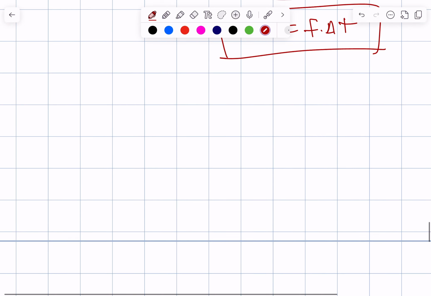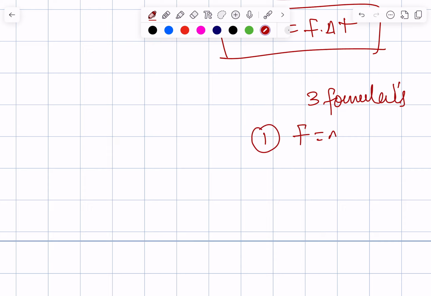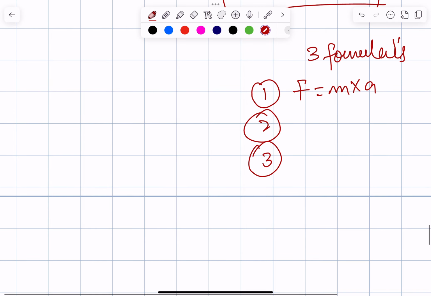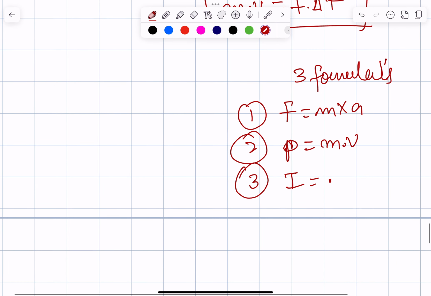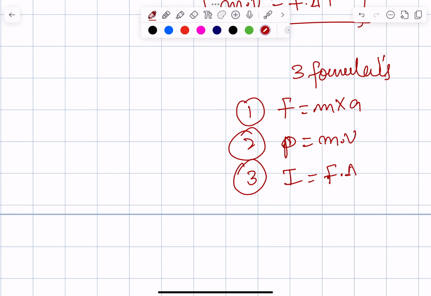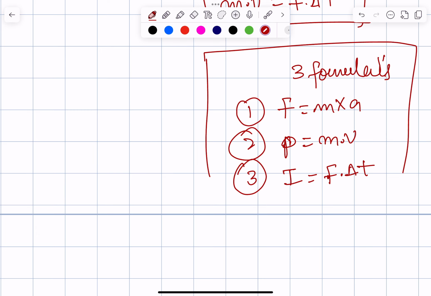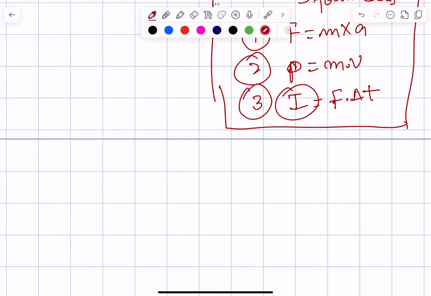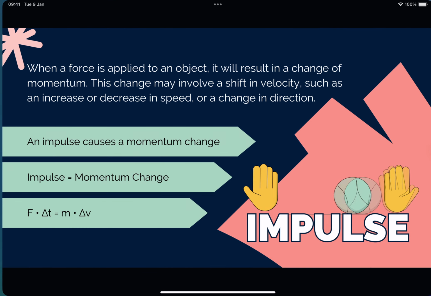So until now we have discussed the three formulas. The first formula is F equals mass into acceleration. The second formula is p equals m dot v, and the third formula is impulse equals F dot delta t. These are the three formulas we have learned so far, and the impulse can also be written as m delta v.